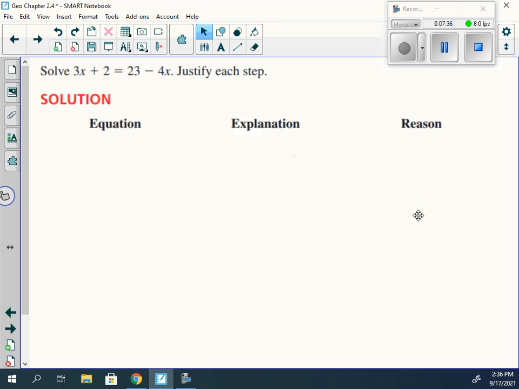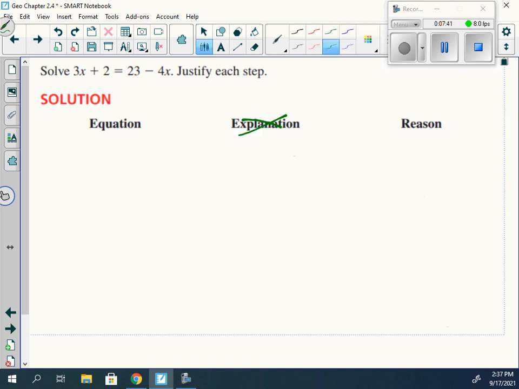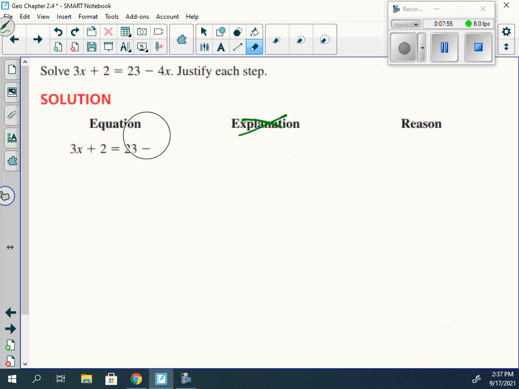Now, we're not going to worry too much about the explanation. We're going to talk about the equation and the justification. That's the main thing, guys, we're going to focus on here. Now, the first thing that we're going to do is write the equation down.